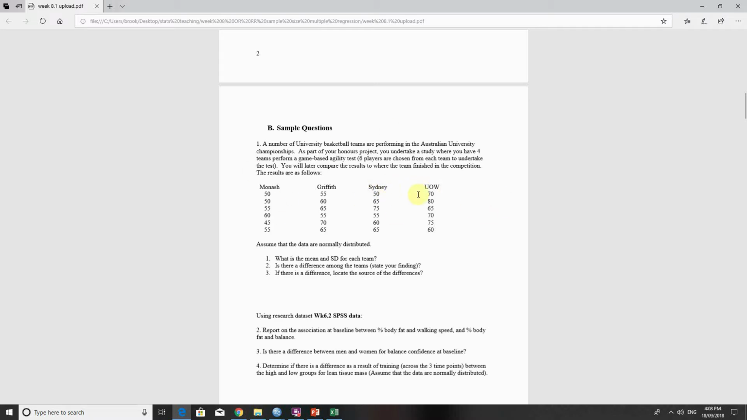So I've just grabbed this sample question that I put up in week 8, about a number of university basketball teams performing in the Australian University Championships. The basis of this experiment is you did a study where you had 4 teams perform an agility test. So the thing you're measuring and your dependent variable is agility, and your independent variable is university team. And so when we go to write our data into SPSS, you're not going to make each name of the university a variable, which is what a lot of people tend to be doing when they're inputting their own data. So I'll show you what we're going to do instead.